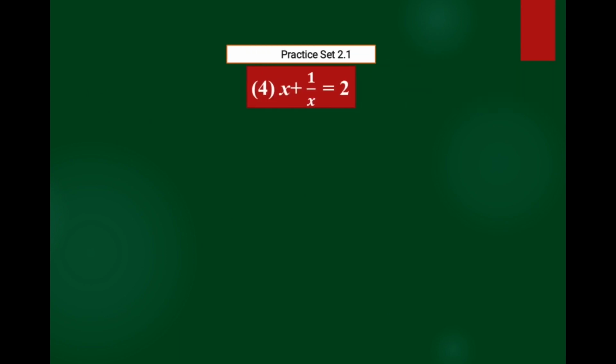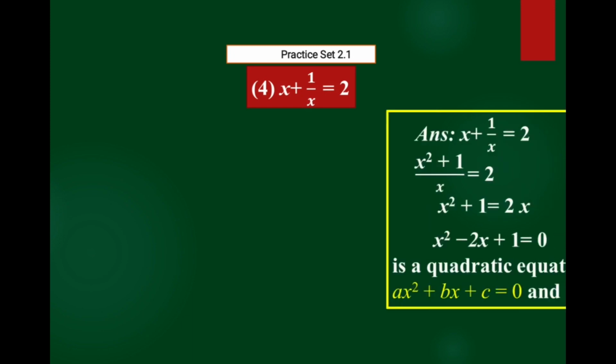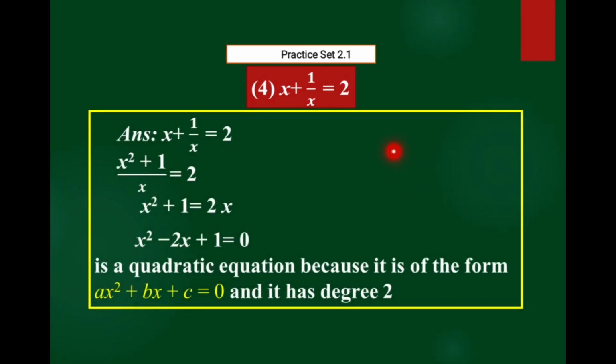Now see fourth example. In this example also we have to simplify it first. So we cross multiply, we get x square plus 1 upon x, and after transferring this x to the right hand side we get x square plus 1 equals to 2x, and again transferring this 2x to the left hand side we get x square minus 2x plus 1 equals to 0.